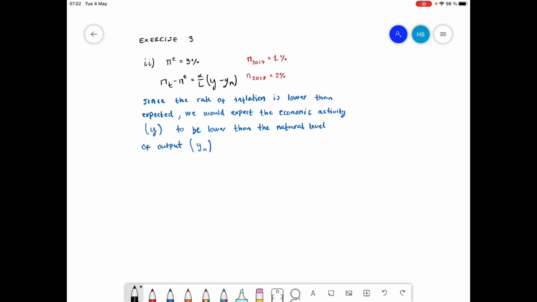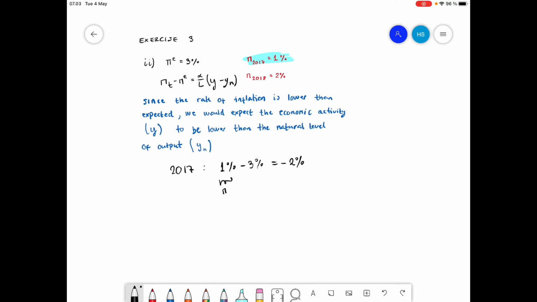Exercise 3.2. So here we had that inflation expectations are anchored at 3%. In other words, the agents of the economy expect the rate of inflation to be 3%. In the previous exercise, we found that the rate of inflation in 2017 was equal to 1%. The difference between actual inflation in 2017 and the expected rate of inflation is equal to minus 2%.